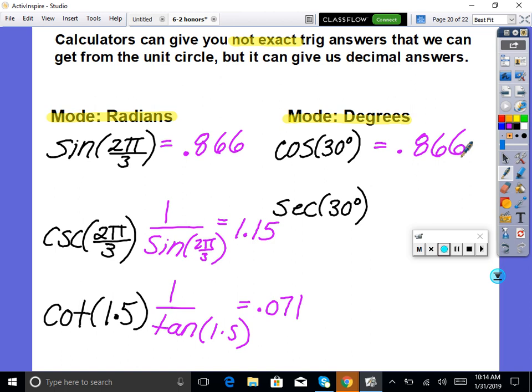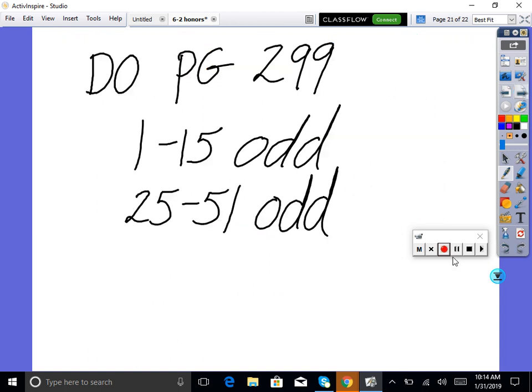Okay, so then secant would be 1 divided by cosine of 30, and then hit enter, and you get 1.15. If you're not getting this, you're not in the right mode. Those are degrees, so we need to be in degree mode. I see. Awesome. Any questions on that? Okay. That is the end of the lesson. Go ahead and start working on the homework.